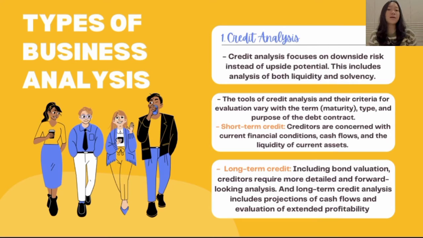The tools of credit analysis and their criteria of evaluation vary with the term or maturity, type, and purpose of the debt contract. With short-term credit, creditors are concerned with current financial condition, cash flow, and liquidity of current assets. With long-term credit, including bond valuation, creditors require more detailed and forward-looking analysis. Long-term credit analysis includes projection of cash flow and evaluation of extended profitability, also called sustainable earning power.